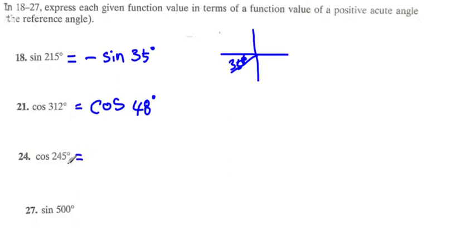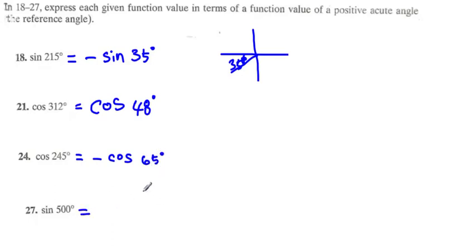How about cosine of 245? That's on the third quadrant. On the third quadrant, cosine is negative, so we have to write down negative cosine. And what is the reference angle? That's right, 245, but we have to subtract 180 to get the difference. Then we end up getting 65 degrees.